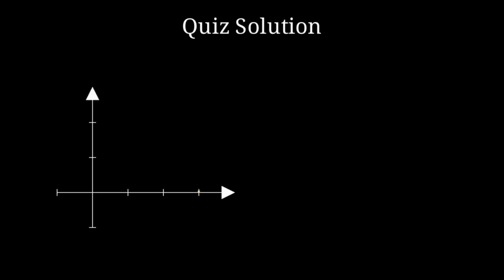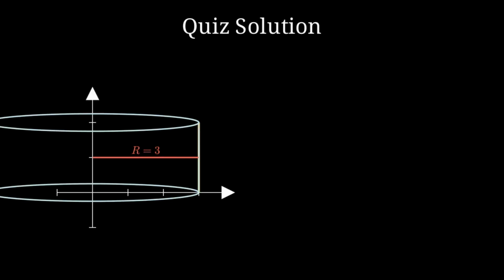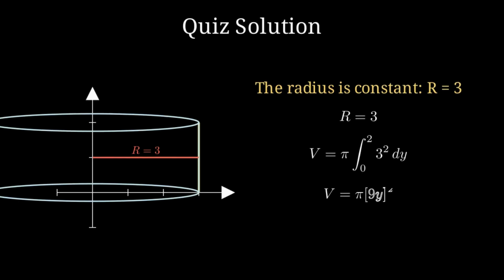The correct answer is 3. Since the distance from the y-axis to the line x equals 3 is constant, our radius is always 3. This creates a cylinder with a volume of 18 pi. If you got that right, you are ready to tackle more complex rotations.